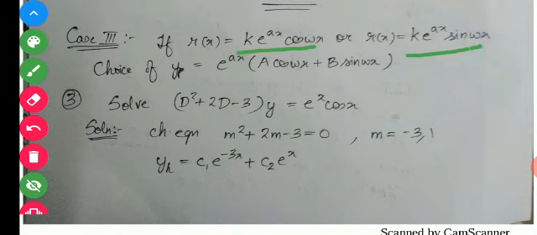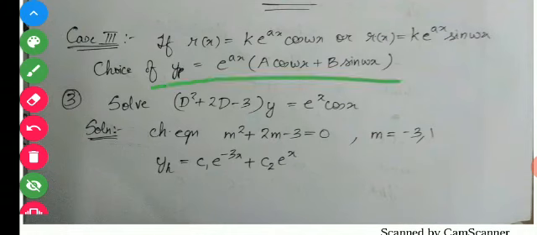Suppose if it is like this, then what to do? For example, it can be e raised to 2x into cos 4x, or maybe e raised to x into sin 2x, something like that. In that case, the choice of yp should be e raised to ax into a cos omega x plus b sin omega x. Here a and b are arbitrary constants.